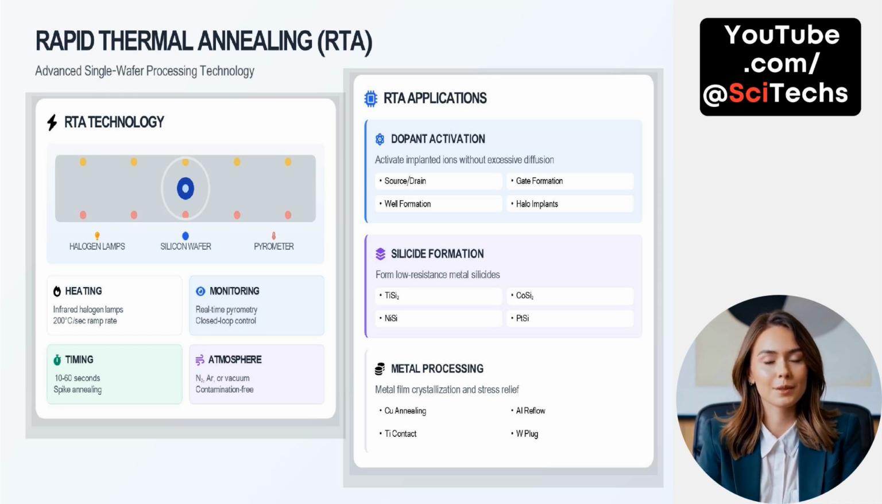RTA is widely used across multiple applications. For dopant activation, it effectively activates implanted ions in source, drain regions, gate structures, wells, and halo implants, all without causing unwanted dopant diffusion. It's also critical for silicide formation, enabling low-resistance contacts using titanium silicide, nickel silicide, cobalt silicide, and platinum silicide. Additionally, in metal processing, RTA supports crystallization and stress relief in films, useful for copper and titanium contacts, aluminum reflow, and tungsten plugs.